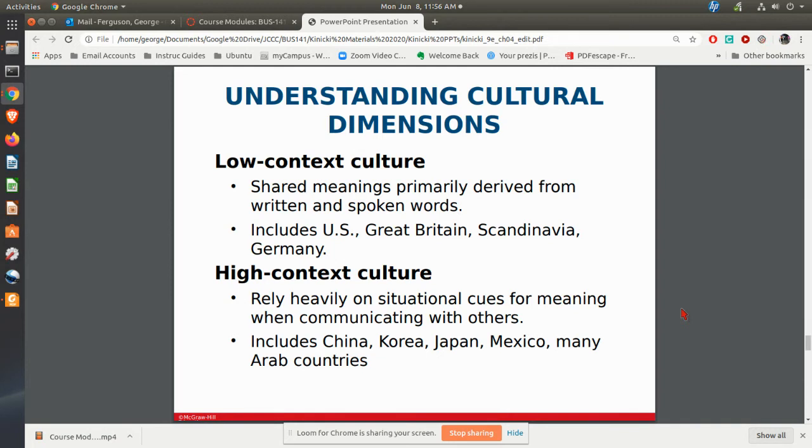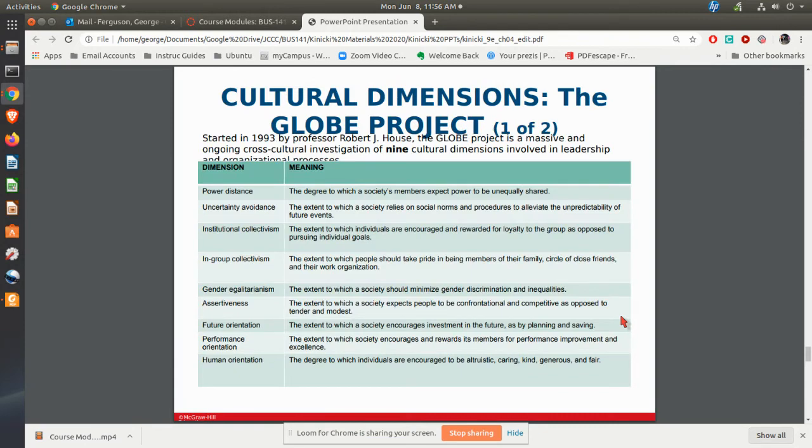We also have to think about different contexts as far as cultures are concerned. You have your high context culture, which is looking for situational cues for what's actually happening as far as communication is concerned. Then you have the low context culture, which is primarily focusing more on the words. One of the things I suggest is to go back to the text and look over the information about the GLOBE Project, the various dimensions and what they mean.